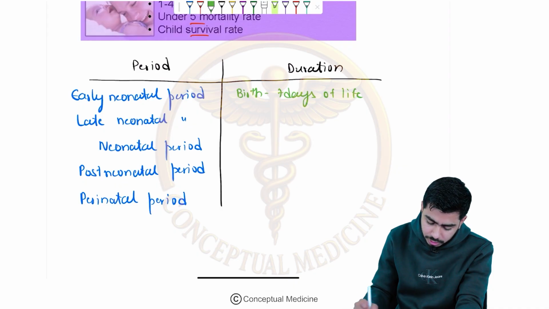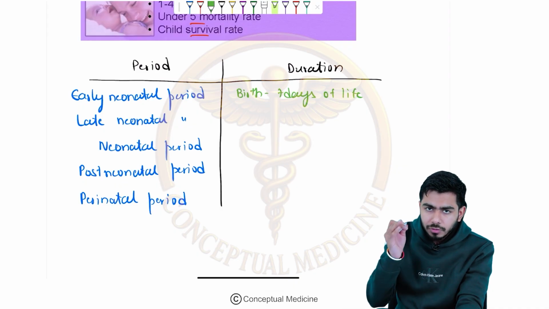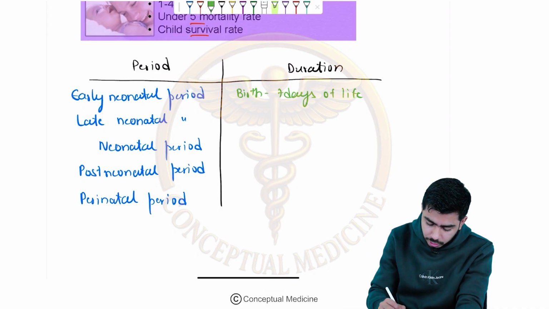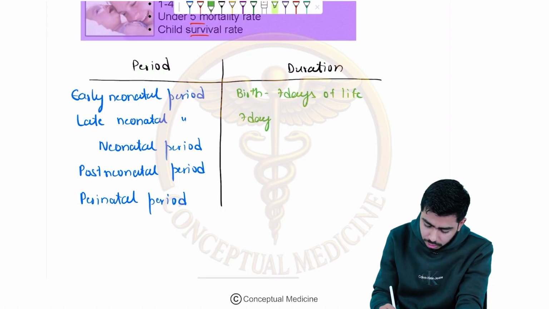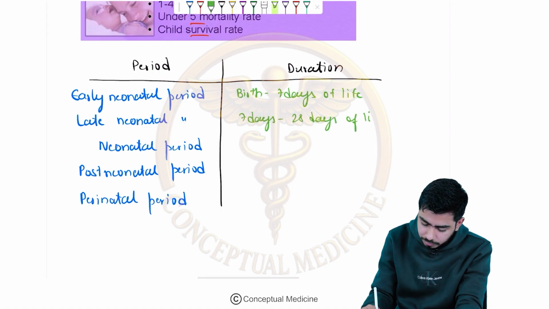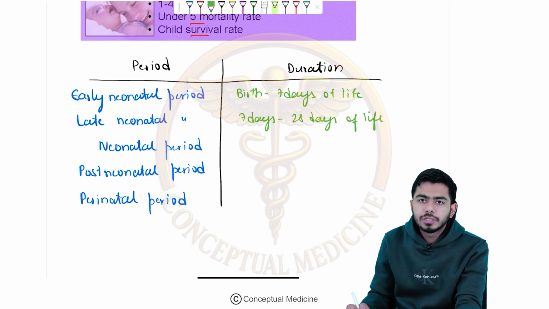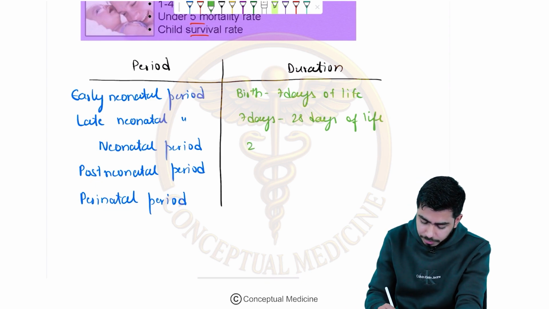Late neonatal period, guys, is from 7 days to 28 days of life. 7 days to 28 days of life, right? What is the neonatal period? 28 days of life is the neonatal period.